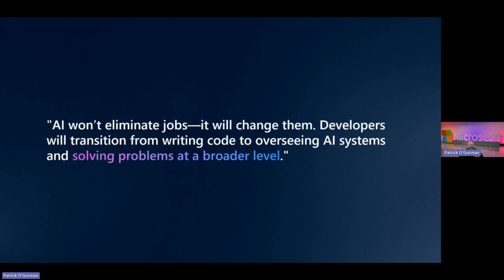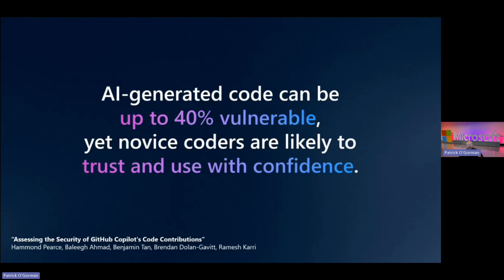So, with that said, I do rely on agents quite a bit, but I always make sure to review their work thoroughly, kind of like you do a code review for yourself. Another thing I found interesting: AI-generated code can be up to 40% vulnerable, yet novice coders are likely to trust and use it with confidence.